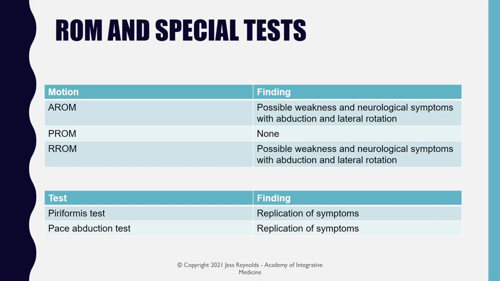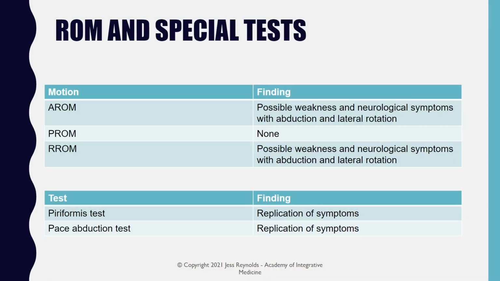Let's move on to our range of motion and special tests. To start with, within active range of motion, there's possible weakness and neurological symptoms with abduction and lateral rotation. The deep gluteal muscles, for the most part, are external rotators or lateral rotators. So with deep gluteal pain syndrome, we would indeed see potentially pain and weakness during that lateral or external rotation as we contract those potentially dysfunctional muscles.